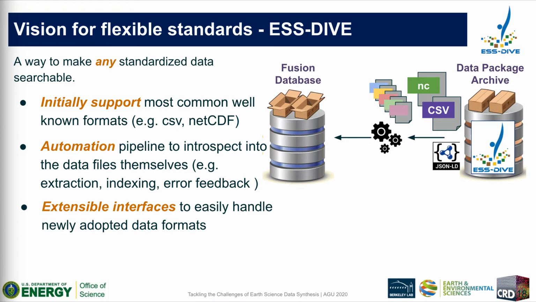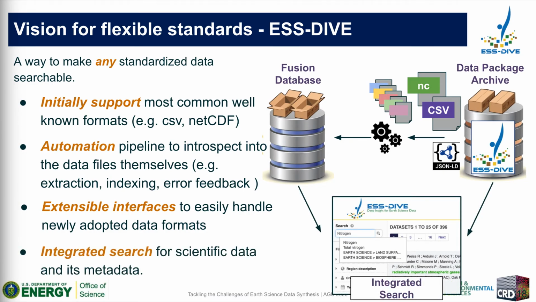Towards this goal, we have already created a limited prototype that extracts data from comma-separated values files and provides summary statistics of the data to show feasibility of this approach. We envision a parser for each data standard format that can be applied to any data files which adhere to it. We will develop an automation pipeline of interfaces that allow for automated data extraction, indexing, and error handling. These interfaces will be extensible, allowing us to easily handle new data standard formats as they are adopted. All of this will result in an integrated search for both the package-level metadata and its corresponding scientific data in the ESS-DIVE data portal.